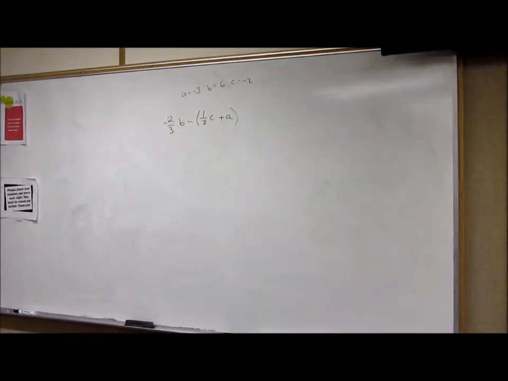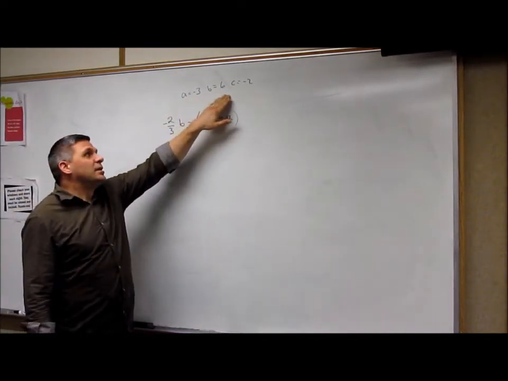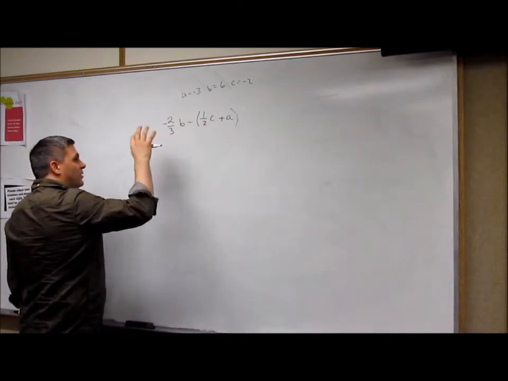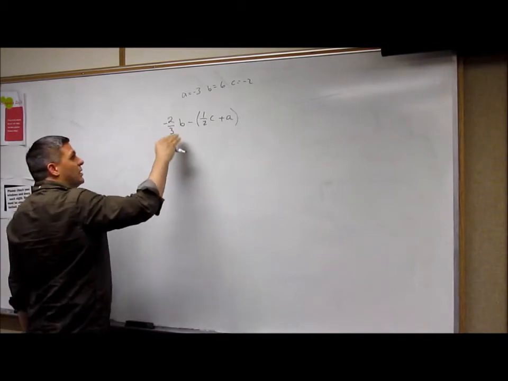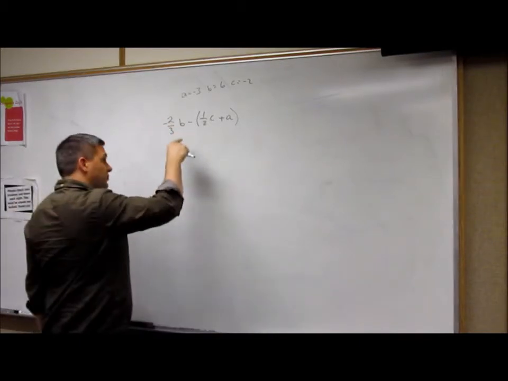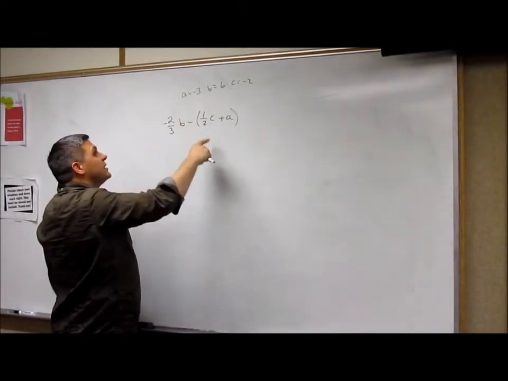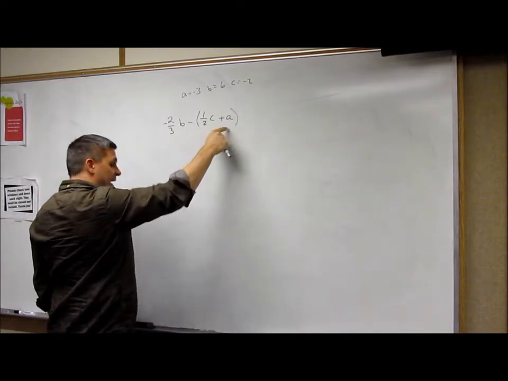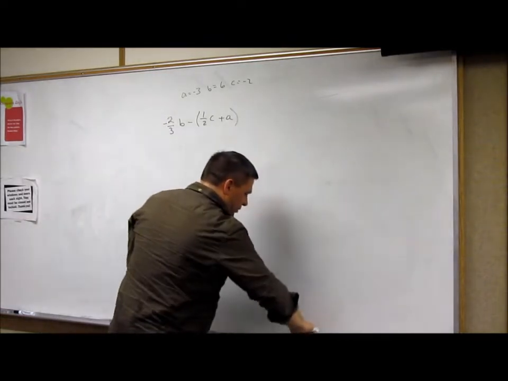Okay, for this equation, we have a equals -3, b equals 6, and c equals -2. And we have fractions. So we have -2/3 times b minus the quantity, meaning parentheses, of 1/2 times c plus a. Okay?